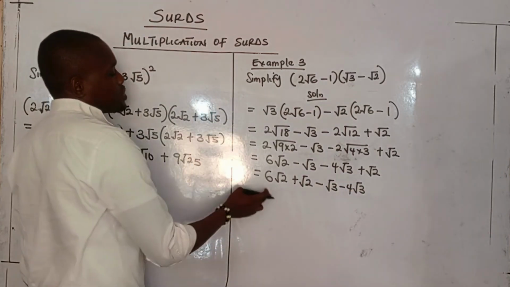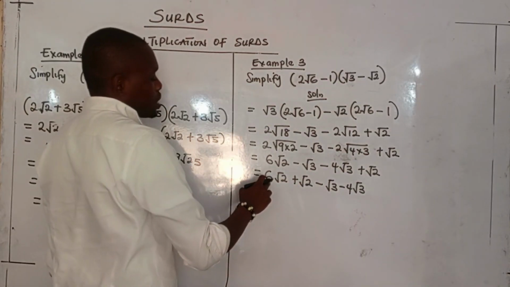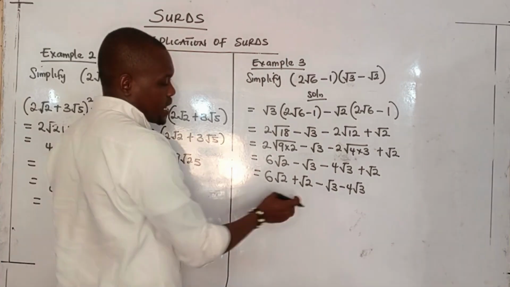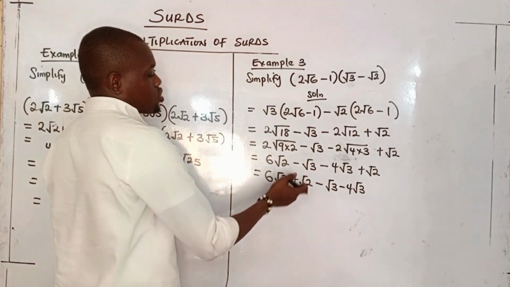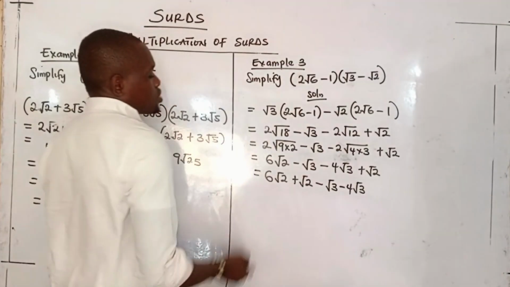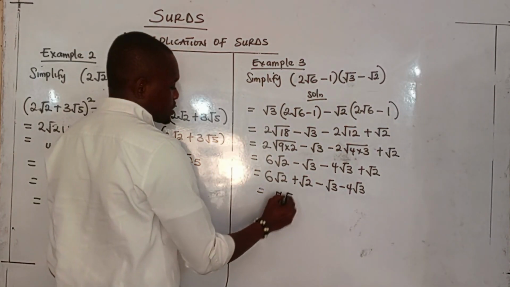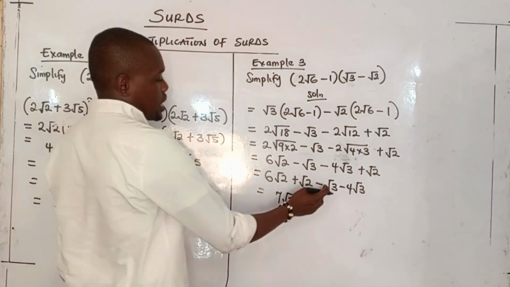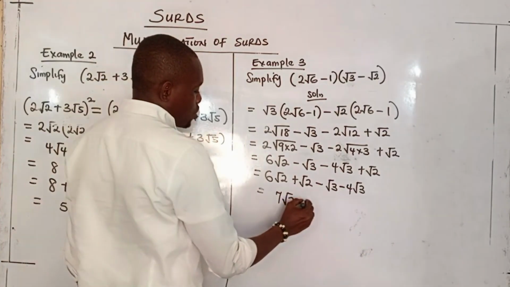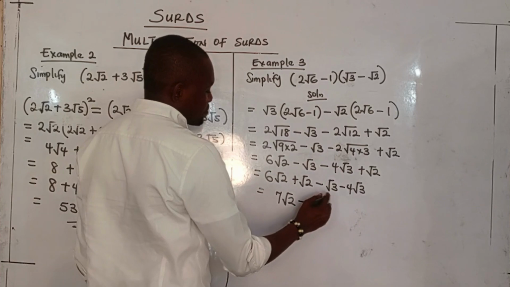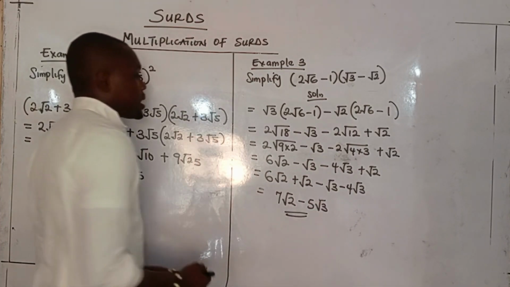Now this is the same thing as saying that, like in this first one, we have 6 here. Now there's no number, but the number there is 1, because you call this 1 root 2. So that means we are going to have 6 plus 1, which should give us what? 7 root 2. So here also we have 1. So minus 1 minus 4, which should give us minus 5 root of 3, which is going to be our final answer.